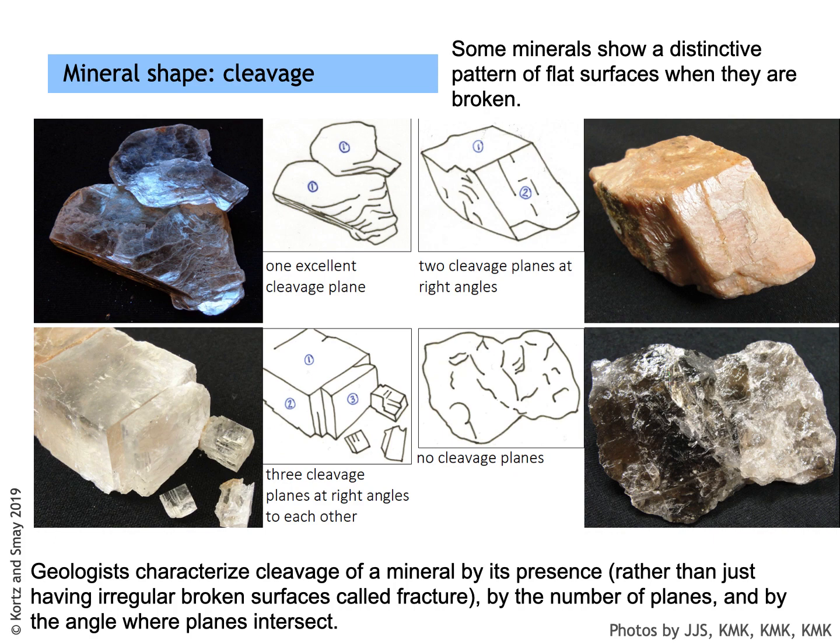So besides presence of cleavage, some minerals have a distinctive pattern of cleavage in the number of planes that occur or flat surfaces that are repeating throughout, and by the angle where planes intersect. So we've got some examples here. Flat kind of minerals that break off in sheets tend to have one plane of cleavage. Other minerals can have two cleavage planes, and they can be at right angles or 90 degrees to each other. We've got another example where there's three cleavage planes at right angles to each other. And then we've got another example where there's no cleavage planes. We'll say that this mineral only has fracture.